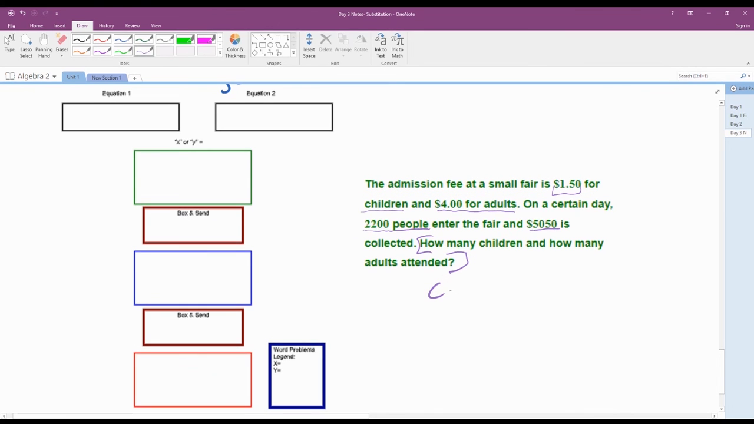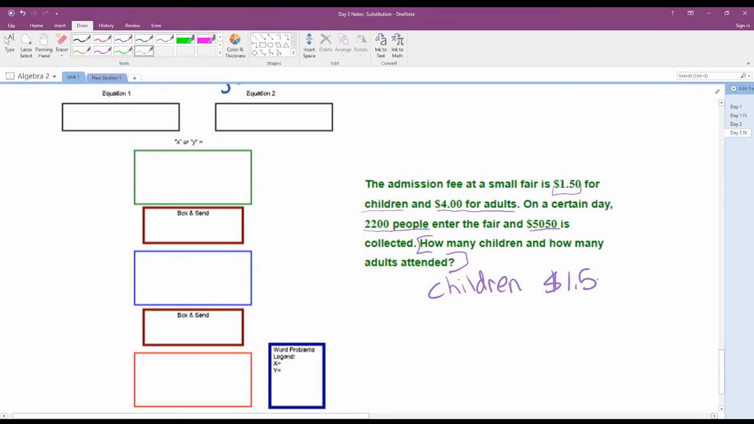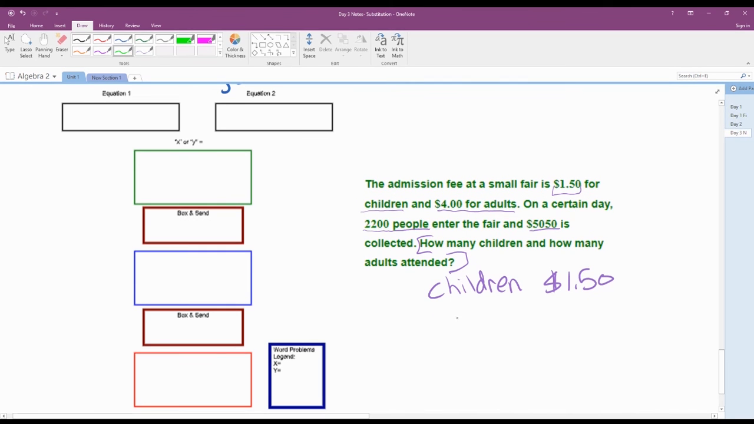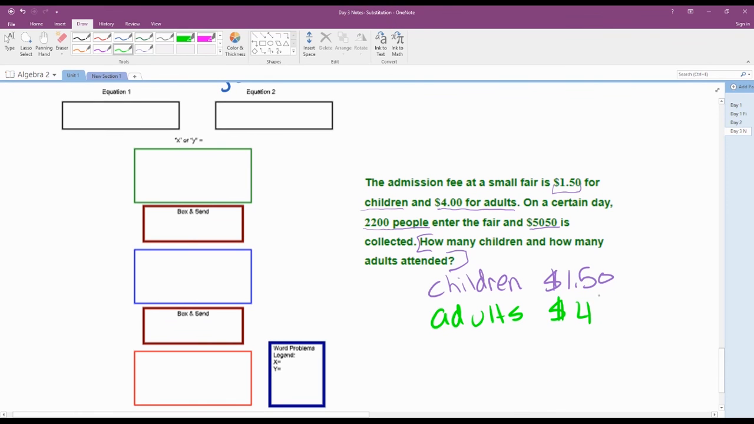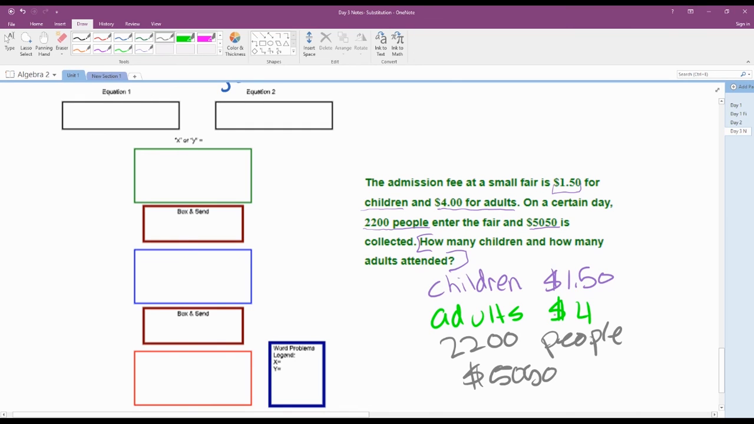for children, so children have to pay $1.50, and adults have to pay $4. So 2,200 people and that much money. Those are fives, not S's. So we need to figure out how many children and how many adults attended.